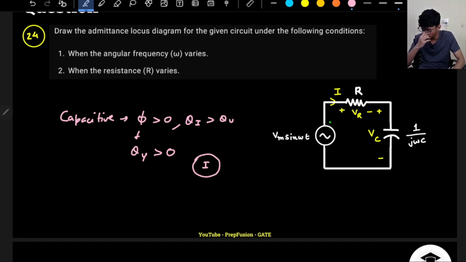Why can I only lie in the first quadrant? Because for a passive network, my R can never be negative, right? R will always be greater than 0. So if R is greater than 0 and the imaginary component is always positive, that means I will lie in the first quadrant, for the admittance locus diagram. This first quadrant is for the admittance locus diagram, not for the impedance locus diagram. For the impedance locus diagram, it will actually be the fourth quadrant. Okay, don't get confused. For the admittance locus diagram, I will always lie in the first quadrant.